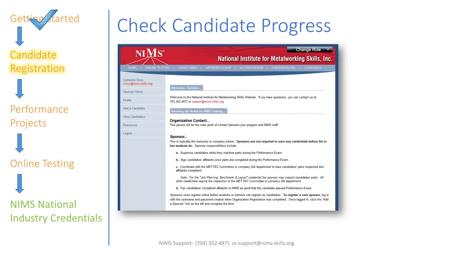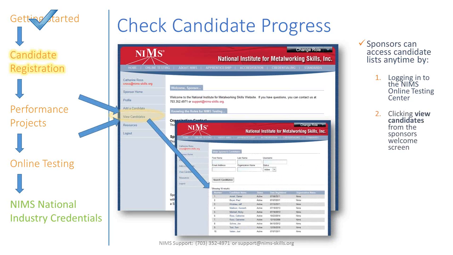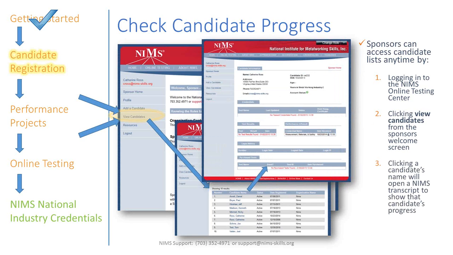If a sponsor wants to view a list of candidates that have been registered, he can simply log in, and from the welcome screen, he will click View Candidates. That will produce a list that shows all candidates who have registered and selected that particular sponsor to oversee their progress. Furthermore, clicking the name of a candidate will open a profile or transcript to show that particular candidate's progress with NIMS.